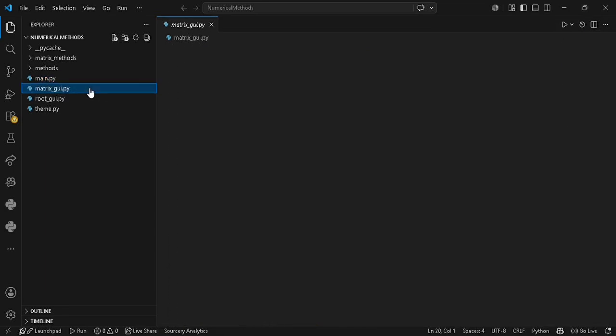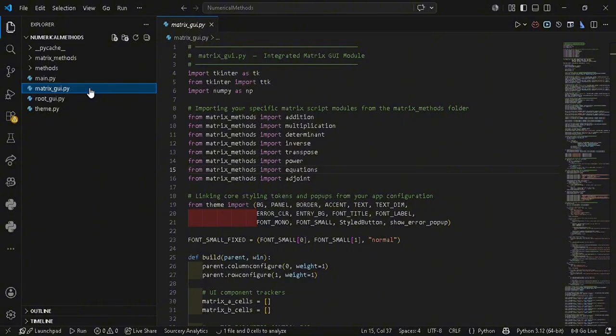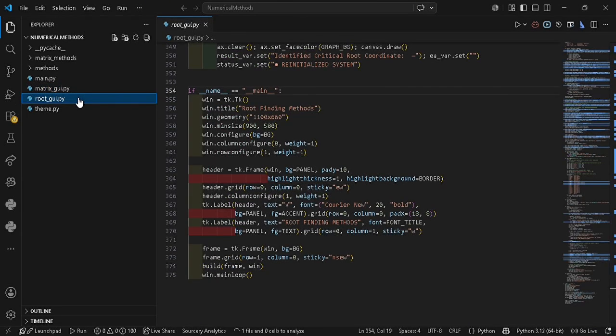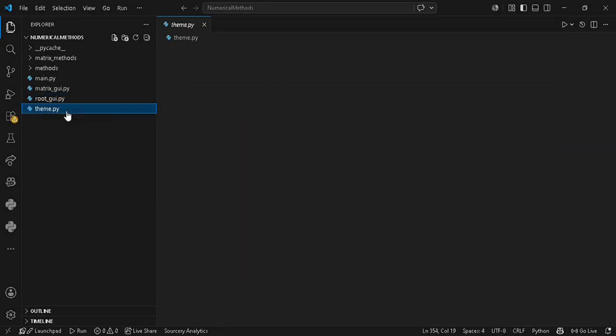The matrix GUI.py file manages the matrix operation stubs. It generates the dynamic input grids for matrix A and matrix B, handles the operation buttons, and displays the formatted results in the output panel on the right. Root GUI.py manages the root finding tab. It builds the input sidebar where the user types the equation, selects a method, and sets the bounds and tolerance. It also renders the iteration table and the live graph that appears after each computation.